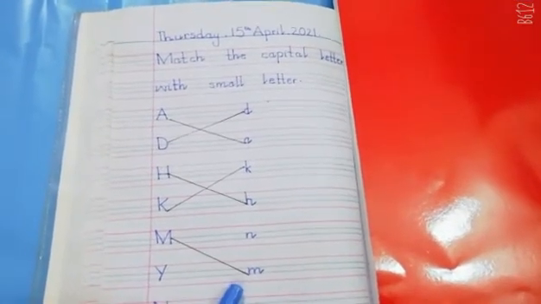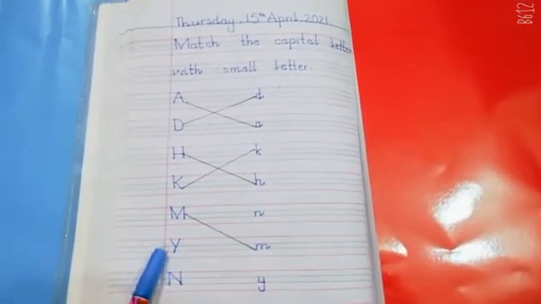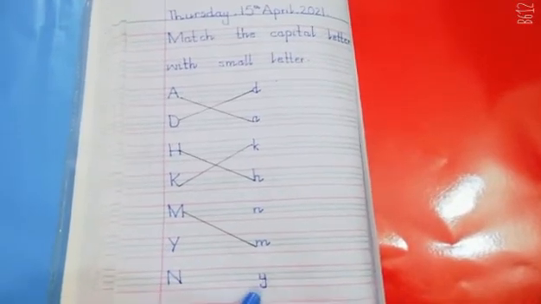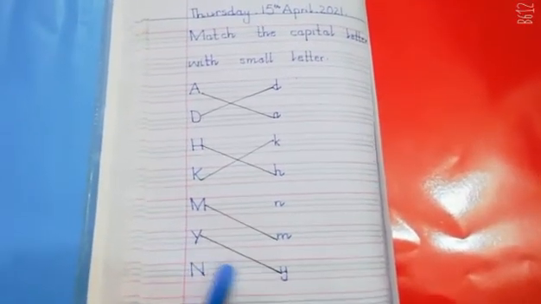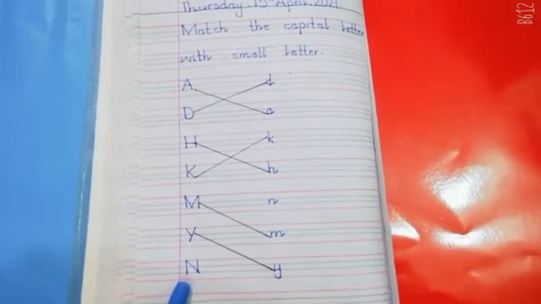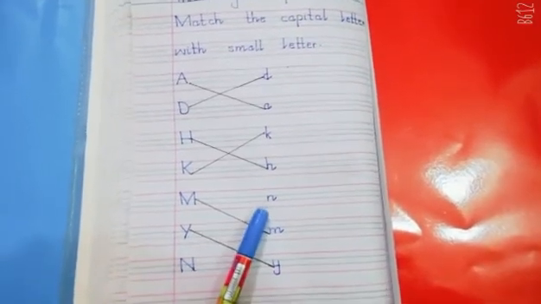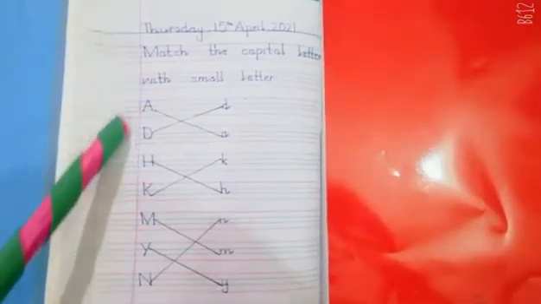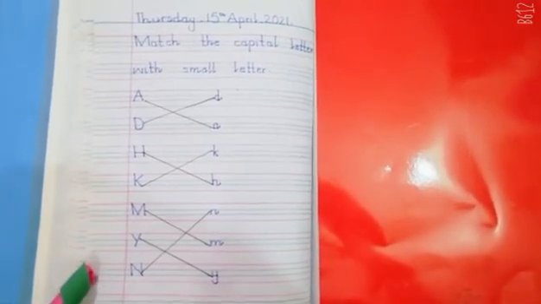Like this. Now we will match the capital Y with small y. Like this. Now we will match the capital N with small n. In this way, you will complete your work neat and clean.